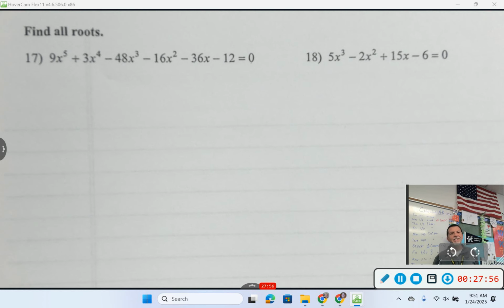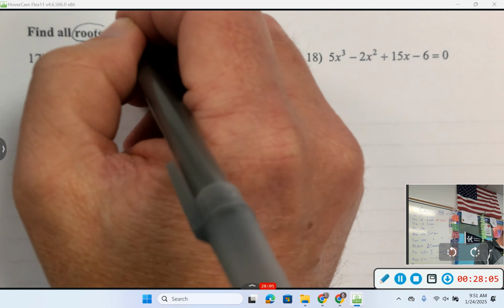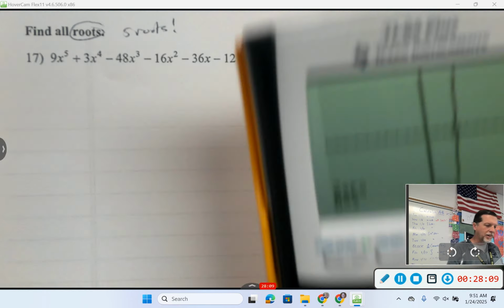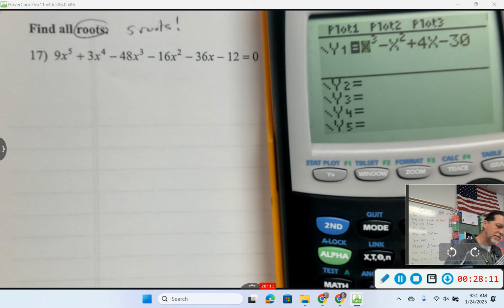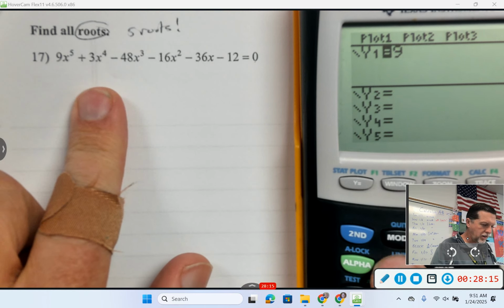17. Yuck. Find all the roots. How many roots is this thing going to have? 5. Boy, okay, well, it's going to be a fun one to put in the calculator.